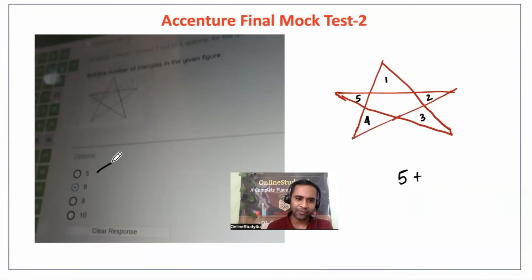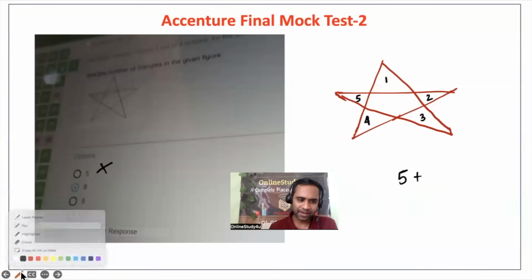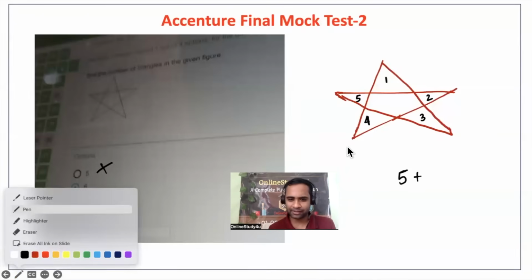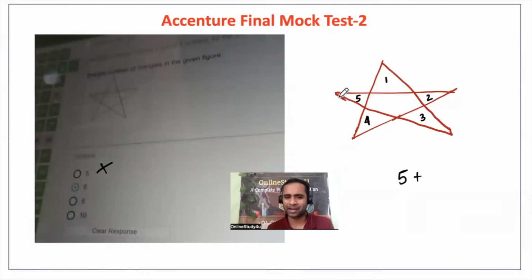Don't mark your answer as five, because wherever you make the mistake, that option will always be available. So five is the wrong answer. Now friends, we will try to analyze here. Analyzing is the only thing we can do in this particular problem. You take this point, and then you could see.